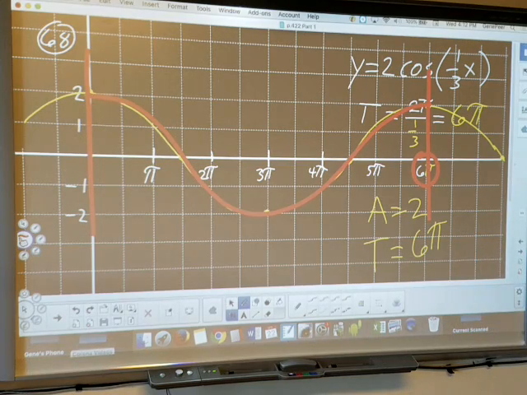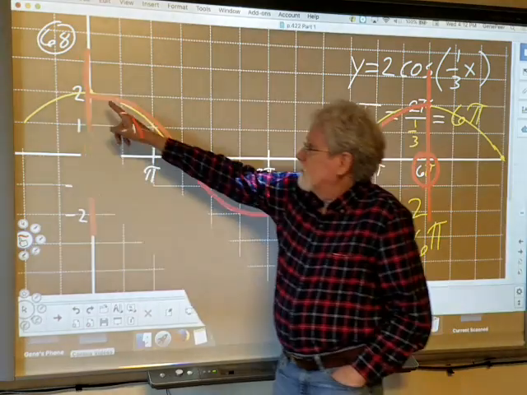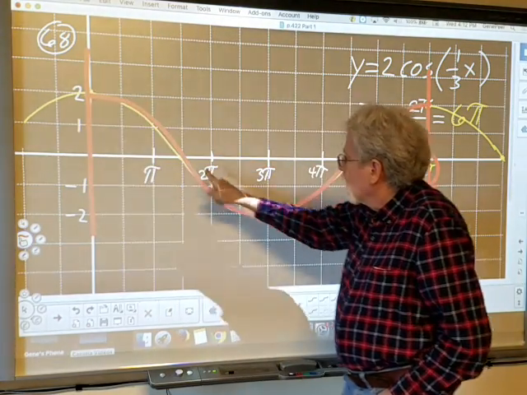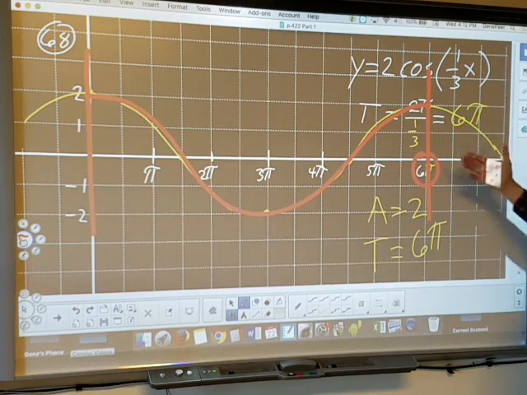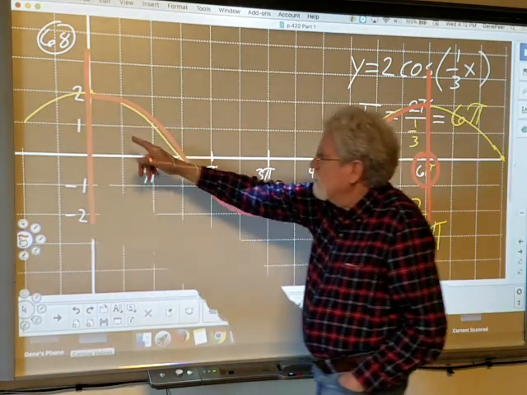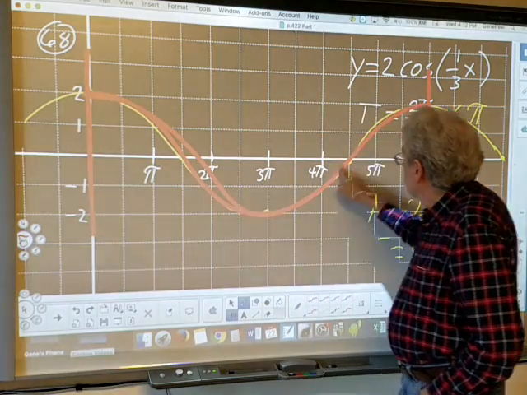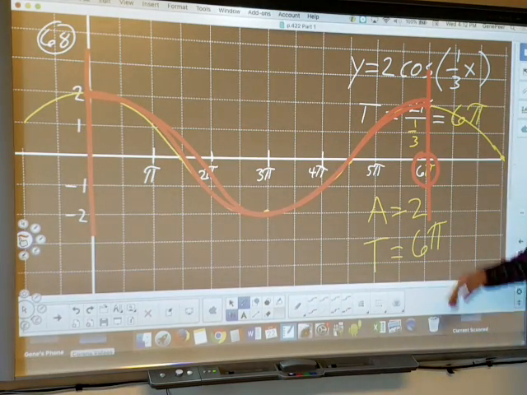I've had some folks in the past who've been confused about what's meant by 1 cycle. Well, you start here, you end in the same place, and then repeat. So 1 cycle is when you start here, you end here, and then you repeat.